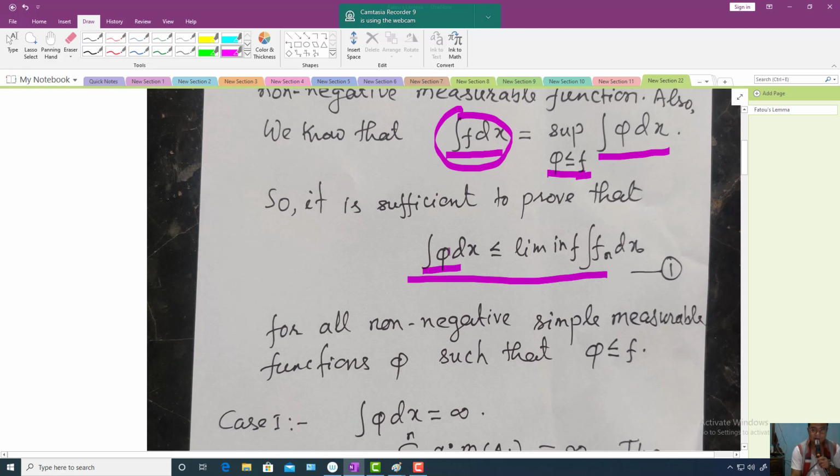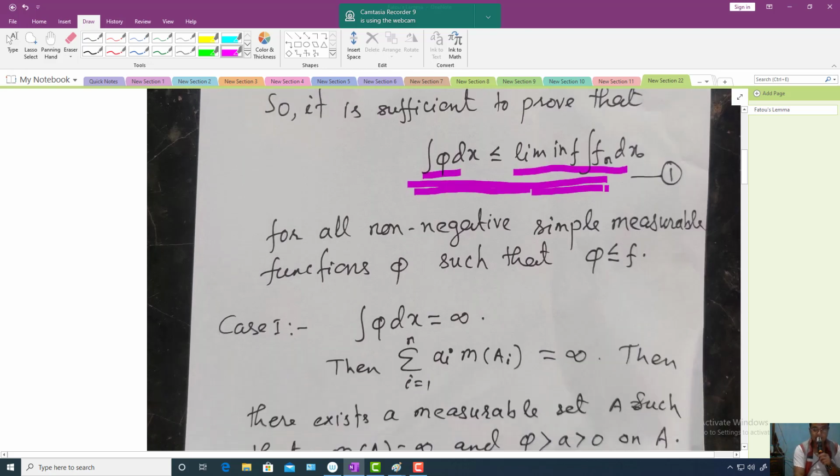Think about all those phi, then think about the integral of all those phi. You have different values. Those different values are dominated by this real number. Then if you take the supremum also, it will be dominated by this one. If you take the supremum, what do you get? You get the integration of f dx. What is f? f is the limit infimum of Fn. Then it is done. So what is the important thing you have to remember? If you are able to show this inequality, number one, then it is done. The theorem is over.